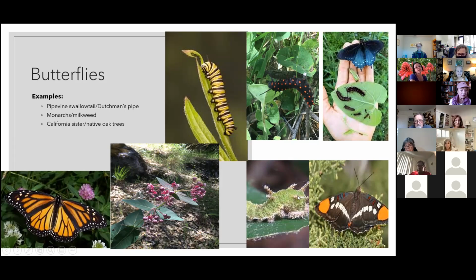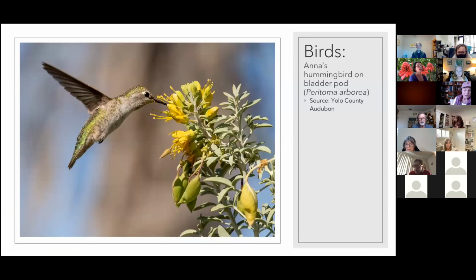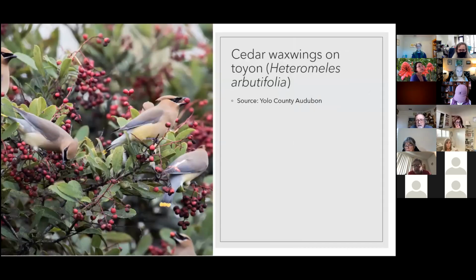And then on the bottom right here, we have the California sister caterpillar and butterfly, and those are not exclusive to one plant, but they are on native oak trees. So if you have native oak trees in your yard, or nearby, you can expect to see those California sisters. The same holds true for birds. So this is a native hummingbird feeding on a bladderpod, which is a native plant, and these are images from the Yolo County Audubon Society, or a cedar waxwing on a toyon, or Heteromeles, on native plants. So again, attracting native wildlife with native plants to your yard.